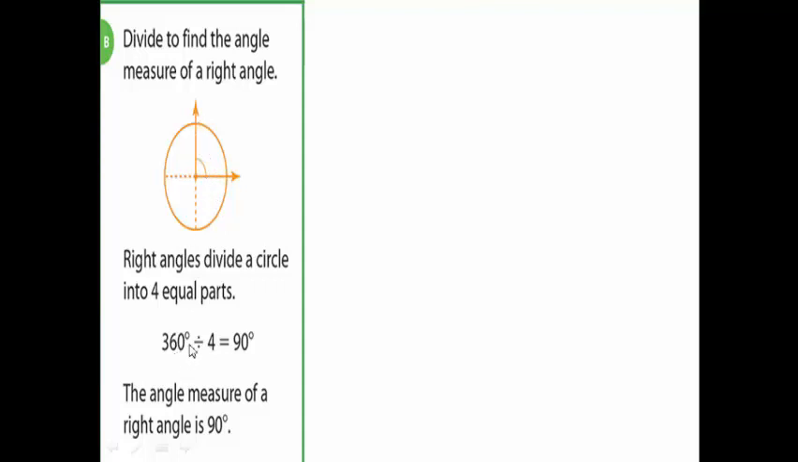So you can divide 360 by 4. You can calculate it using a calculator, it's allowed. It will be 90. So the right angle equals 90.